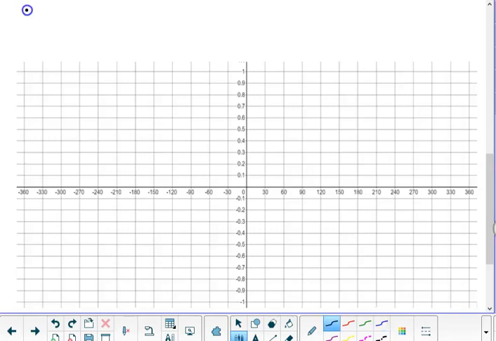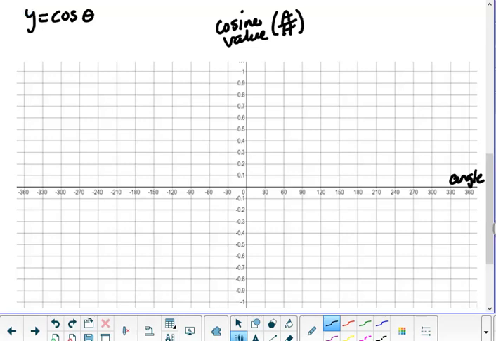Okay, here we are back for the cosine graph. Y equals cosine of theta. Once again, input is an angle. Output is the cosine value. The cosine value is adjacent over hypotenuse, but it's easier to think of this as the x coordinate on the unit circle.